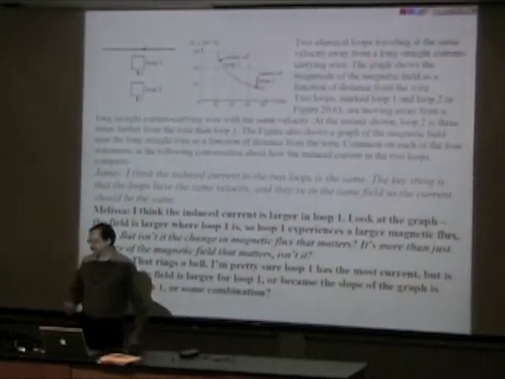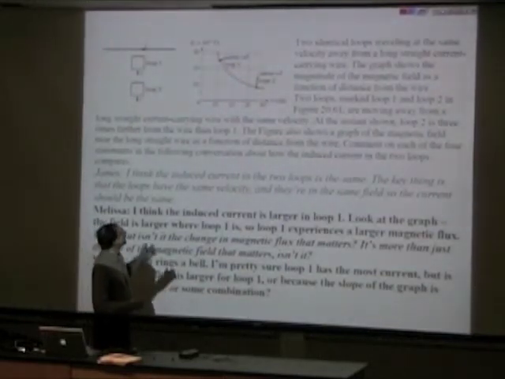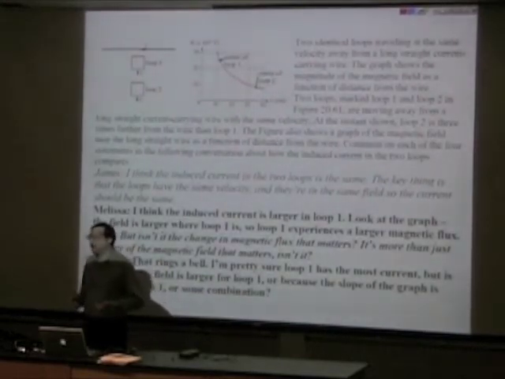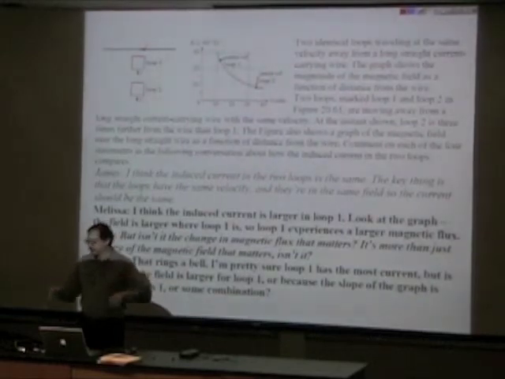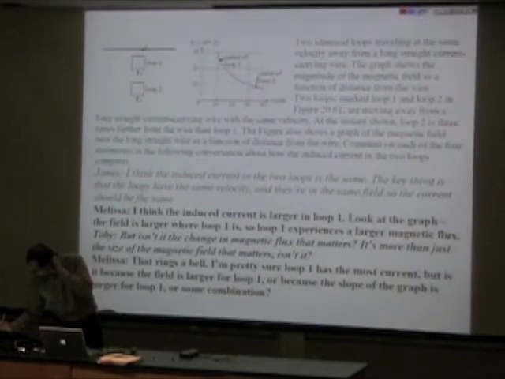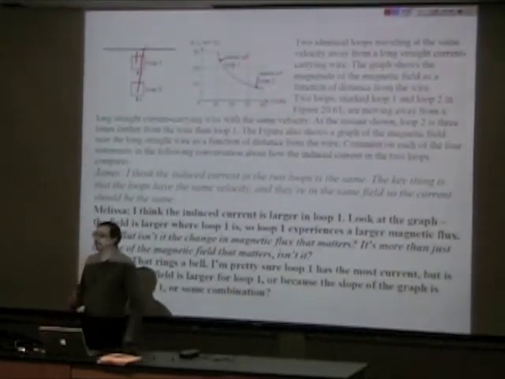One more way to compare induced EMFs. Now, two loops, they have the same velocity. However, now they are placed differently. One is closer to the wire-generated magnetic field. Another is farther away.